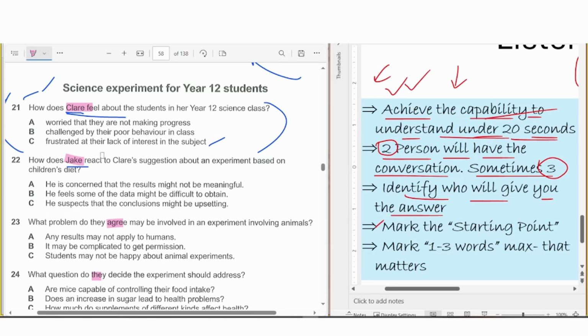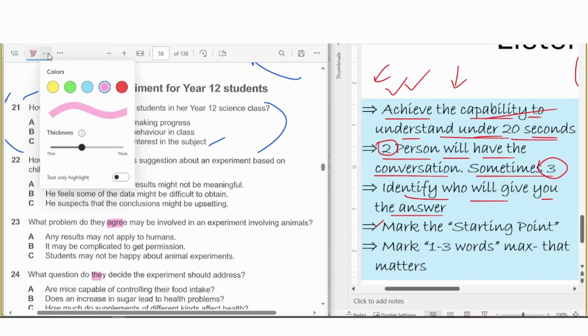Then the next job for you, you need to understand the starting point. It is very important for the student. They don't understand the starting point. Why is the starting point important? The starting point is super important.